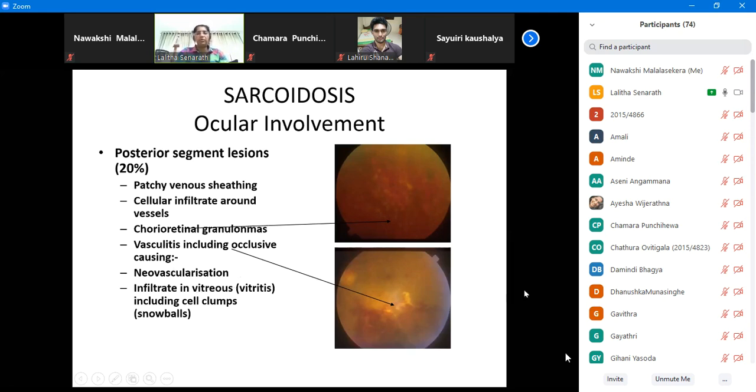You don't have to remember all those things. You just remember that sarcoidosis can cause severe vasculitis and retinitis. Those things are important because when you look at the fundus with the ophthalmoscope, if any signs are present, you have to refer to an eye unit because it's a sight-threatening problem.